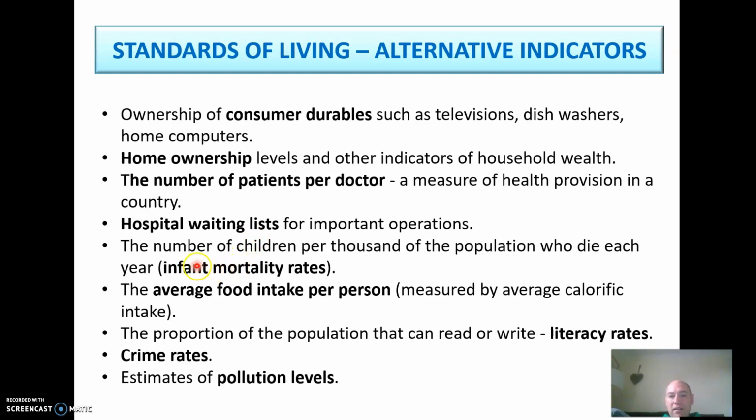We could look at the number of children per thousand of the population who die each year. Okay, average food intake. We could look at literacy rates or crime rates or estimates of pollution to try and work out more accurately a standard of living, or to certainly help provide a fuller picture.